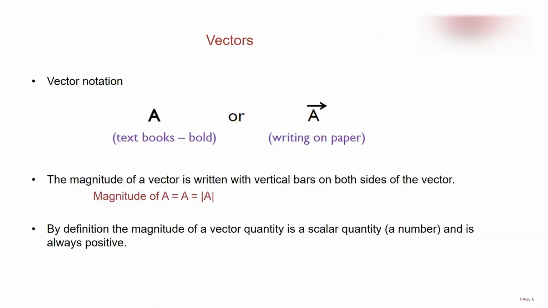Let's see the notation of vectors. We can write the vector with a bold letter, or else we can use the letter with an arrow at the top. The magnitude of the vector we can represent like this, with the letter within vertical bars.